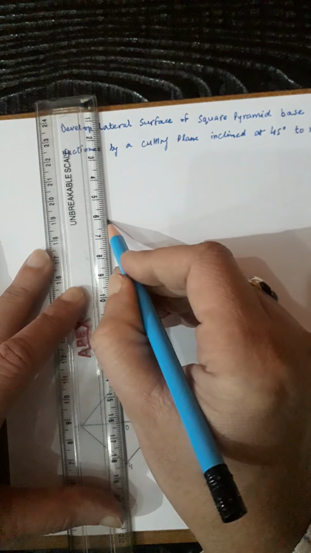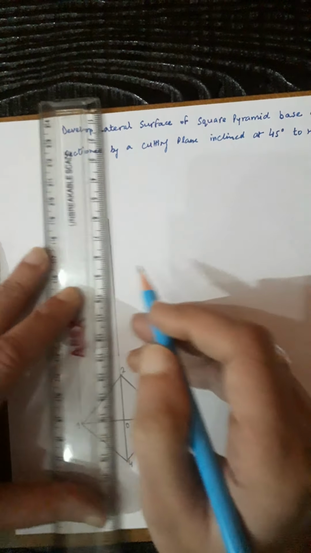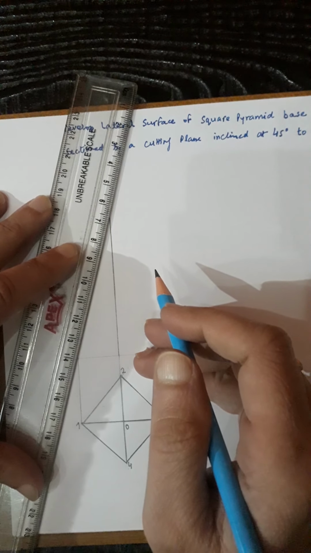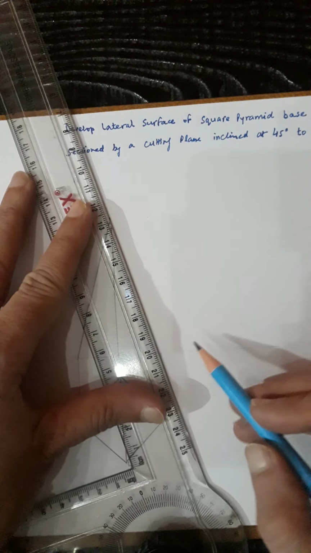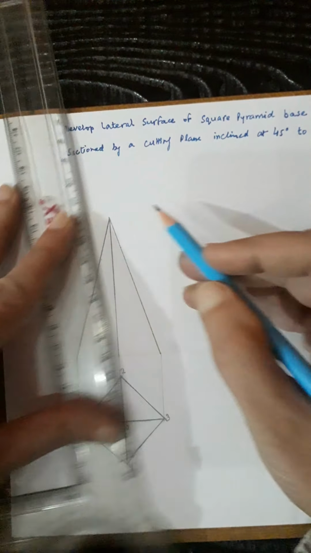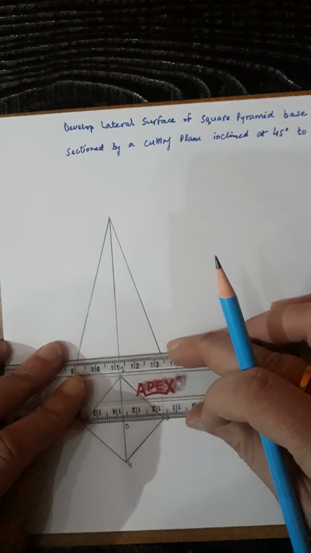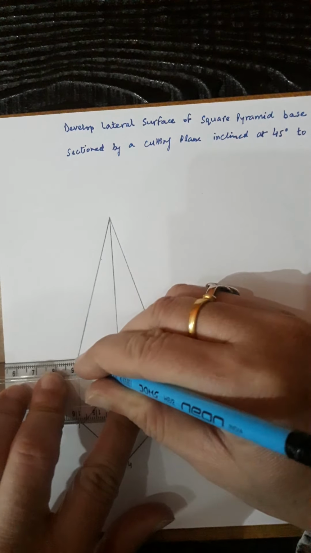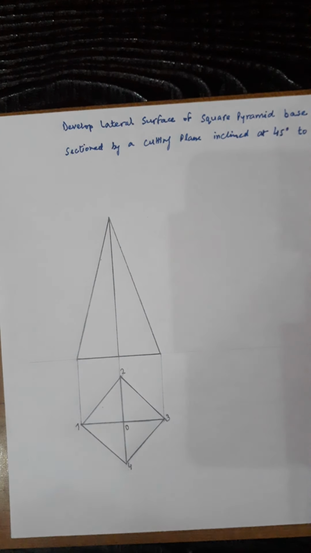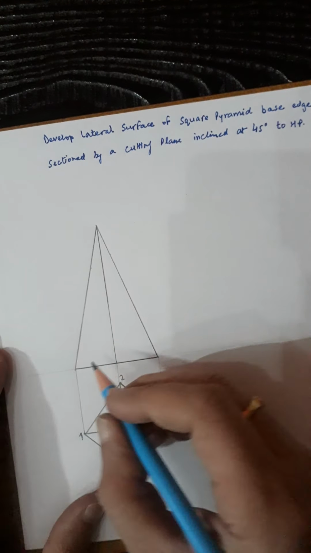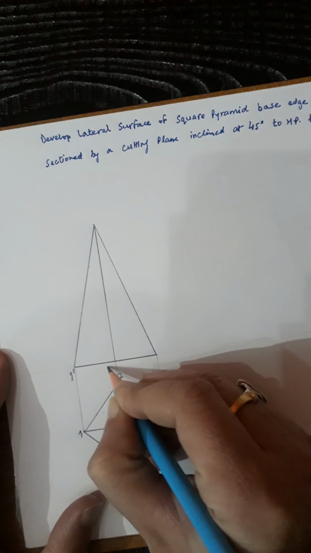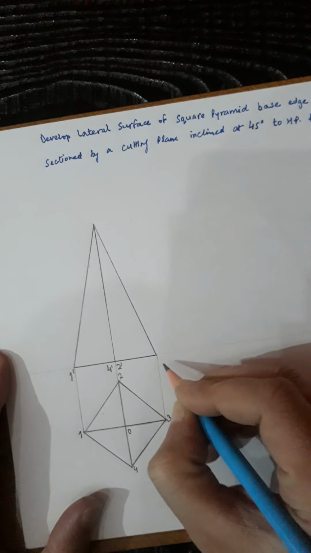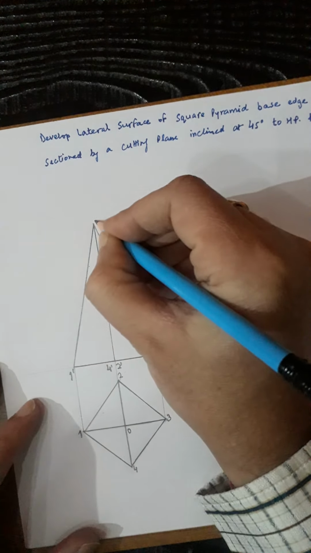So this is the 70 mm. So you can join this, and you can also join this from the base edge, wherever these vertical projectors through the top view intersect this XY line, reference line. So this is the front view of the square pyramid. So this is the front and top view of the pyramid. Now you can also name it as 1 dash, 4 dash, 2 dash and then 3 dash, and this is O dash.